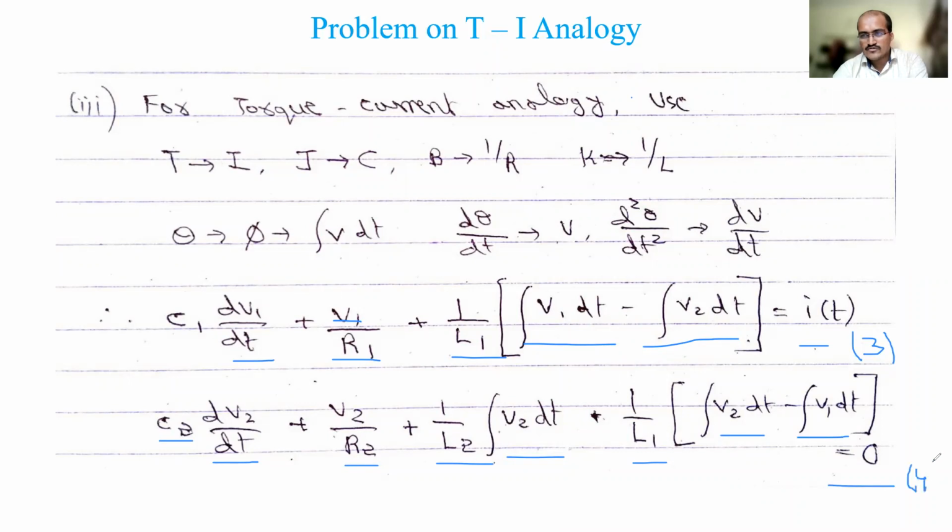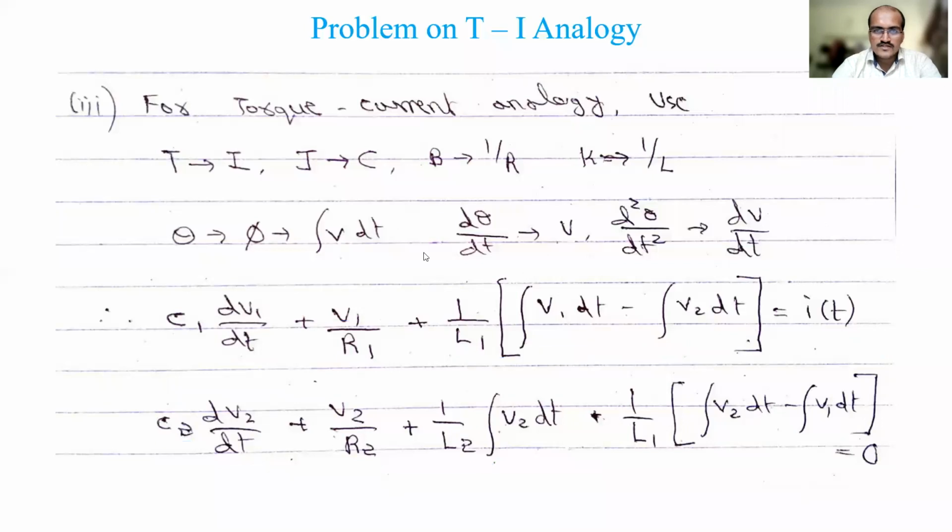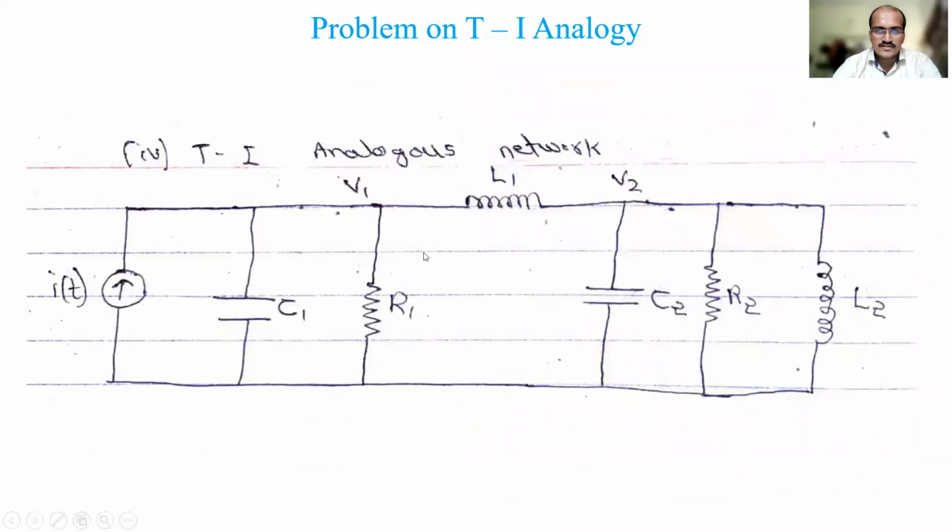Since it is asked now for the torque current analogy, whatever equivalent network we drew in the beginning, the same thing holds good here, as I have repeated in many of the problems. You have already seen 3 or 4 problems on the TI analogy. The same network will come, only the elements change. See here, V1 and V2 are there. V1, C1 and R1 are connected along with I of t. Torque was there, it is I now. J1 was there, it is C1, and B1 was there, it is R1. So the representation in electrical changes and the names change.